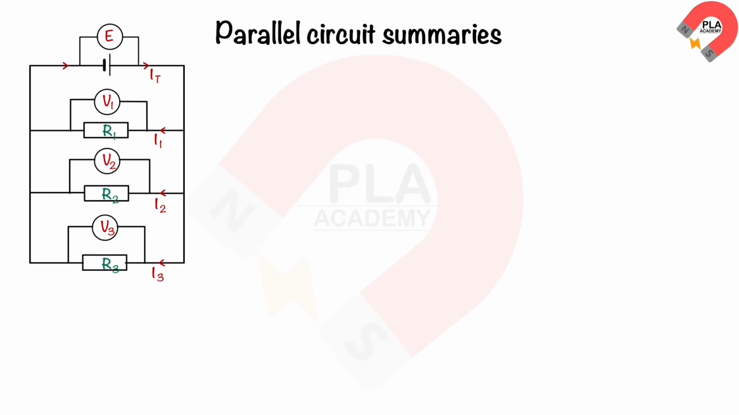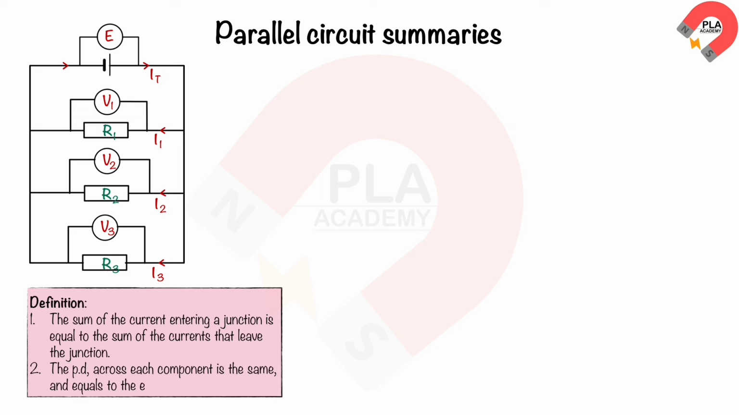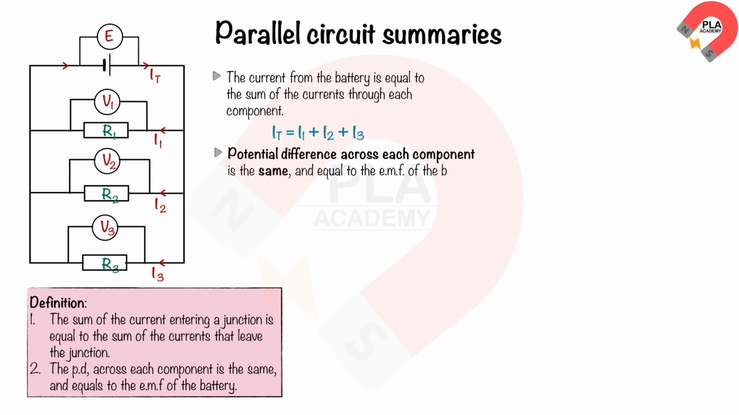Parallel circuit summaries. The sum of the currents entering a junction is equal to the sum of the currents that leave the junction. The potential difference across each component is the same and equal to the EMF of the battery. The current from the battery, IT, is equal to the sum of the currents through each component: IT equals I1 plus I2 plus I3. The potential difference across each component is the same and equal to the EMF of the battery: EMF E equals V1 equals V2 equals V3.